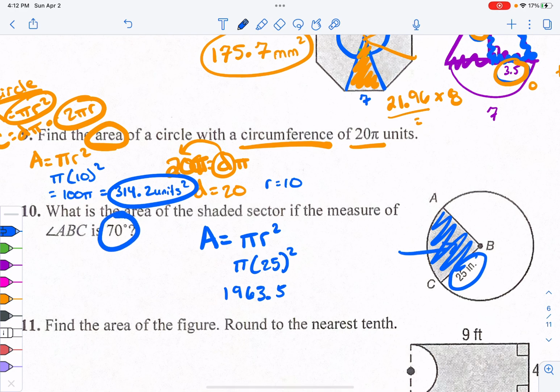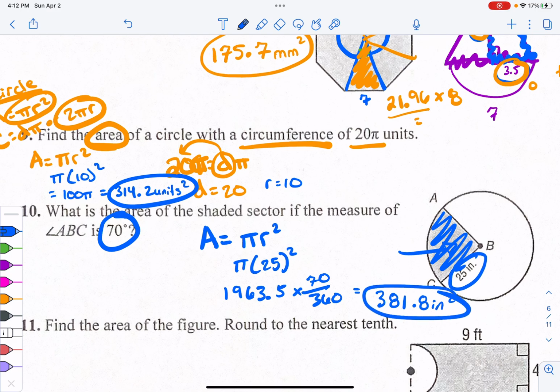Okay, but I only want 70 degrees of it. So this is 70 degrees, and I take that times the fraction of the circle that we want, which is 70 out of 360. So times 70 divided by 360, and I get 381.8 inches squared. That is the area of that section.